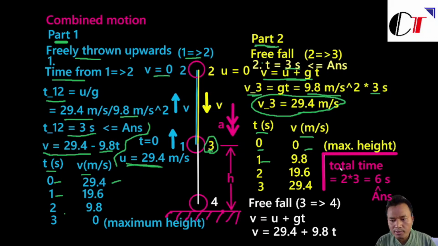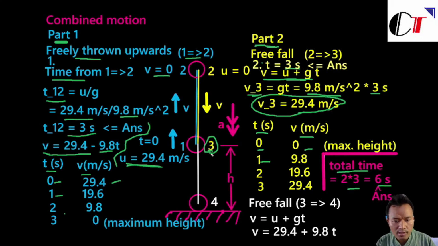And in number 3 you are asked to find the total time, and it's very straightforward. Again, in the examination you don't have to calculate, because the time taken is the same, so you just need to find the time taken for the freely upward motion from 1 to 2, and then multiply by 2. So your answer is just 6 seconds. So the object takes a total of 6 seconds for the freely upward motion from 1 to 2, and then the free falling motion from 2 to 3. The total time is just 6 seconds, right?